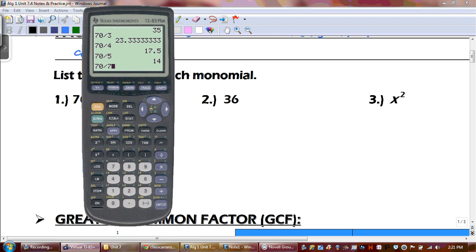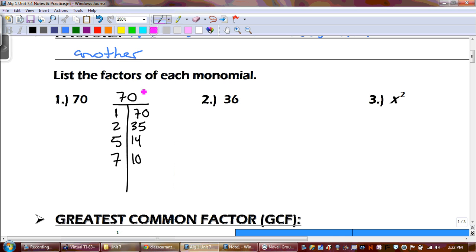So we did 7. What about 8? Nope. What about 9? Nope. What about 10? Hey, 10 works. And if you notice, we already have 10. So once you find a number that repeats, you're done. You don't have to do it again.